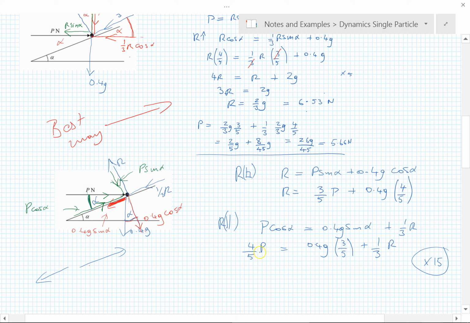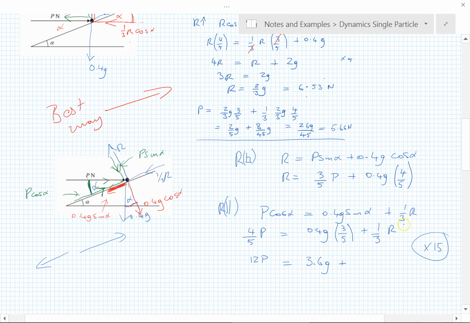So times this by 15, well, basically that's the same as timesing the top bit by 3, so that's 12p. Timesing this by 15, the 5 cancels, that'll be 9, that'll be 3.6g, and timesing this by 15 here, that will obviously be 5r.